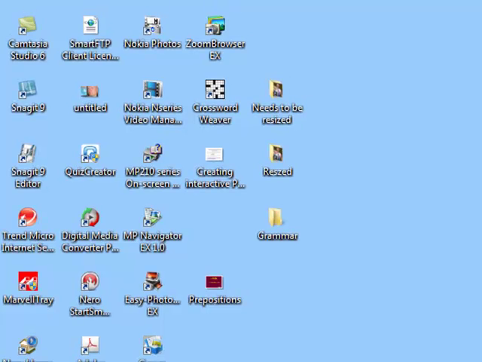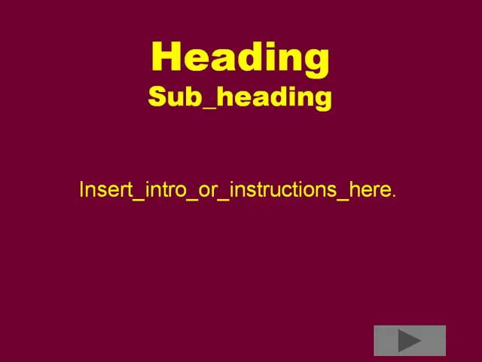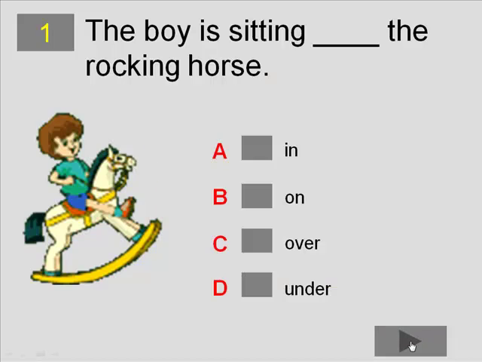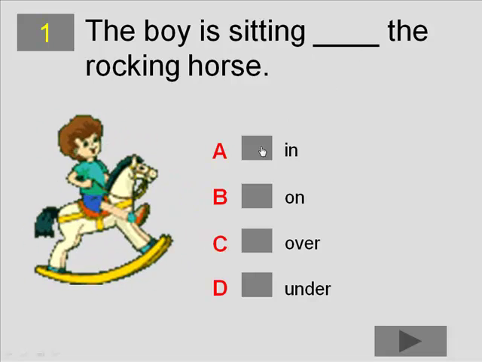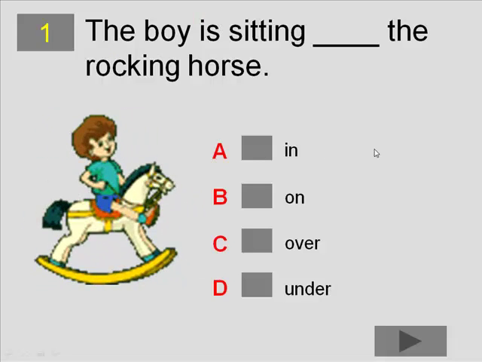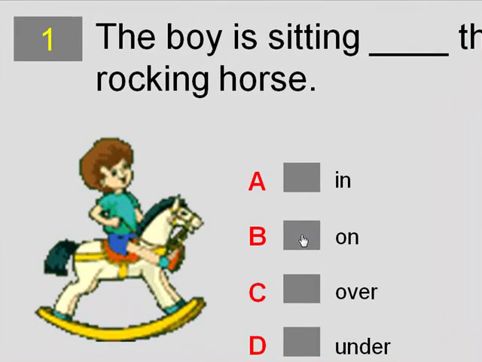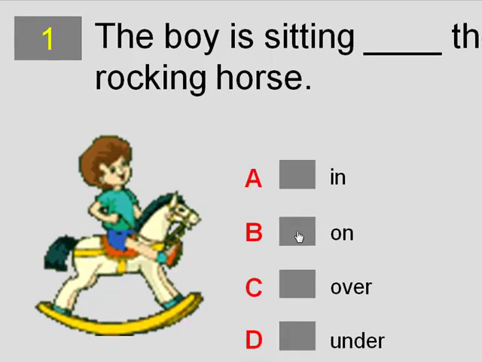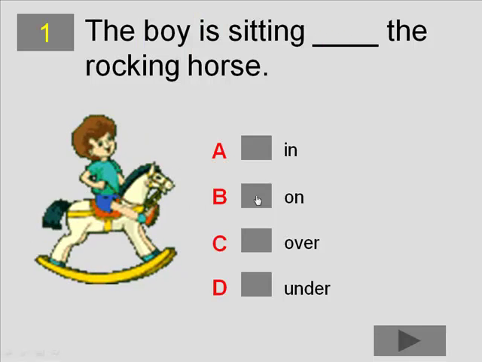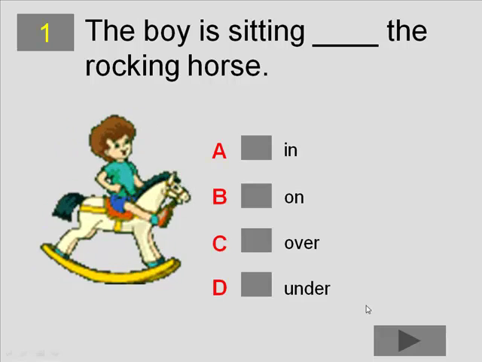Okay, let's show you what I'm talking about when I say interactive PowerPoint presentations. Here's one that I did earlier on prepositions. The first question says the boy is sitting blank the rocking horse. If we click in, that's obviously the wrong answer, and it took us to that slide with the cross. If we click on, which is the correct answer, look what happens. We're taken to a slide with a tick and then back again to the first question.